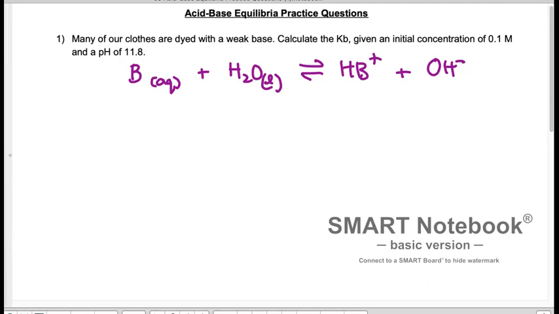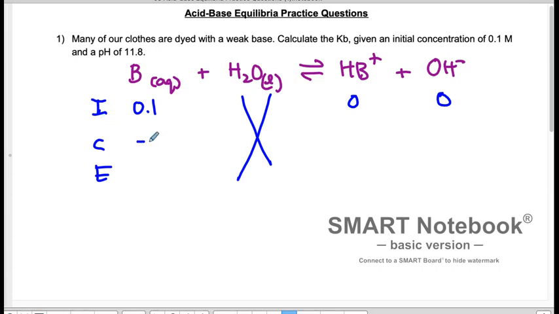Because we need to solve for Kb, we know that we have to set up an ICE table as well as the Kb expression. So we have our ICE table where the only information that's given is the initial concentration of the base, which is 0.1 mole per liter. So we're only given the concentration. We don't write anything for water because it is in its liquid state. We can assume that the concentrations of the products are zero initially.